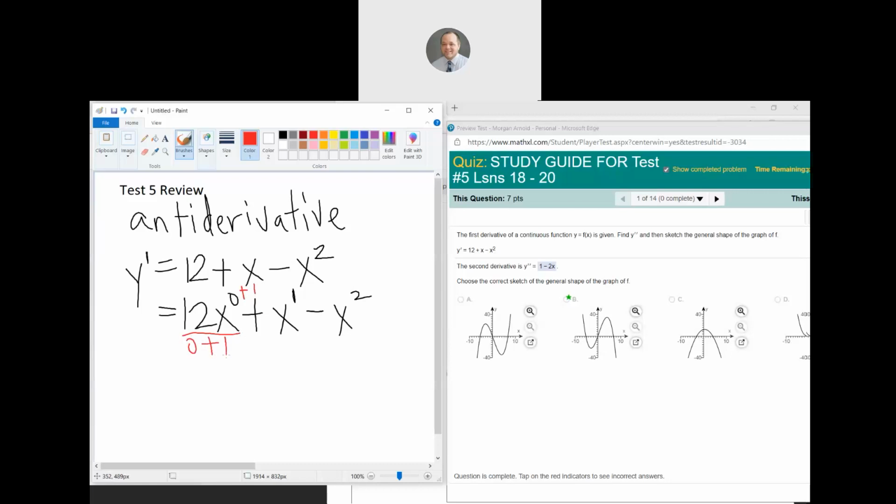The same thing with the second term, x to the first power. Again, to take the antiderivative, you add 1 to the original exponent. And instead of multiplying, you're dividing now by the new exponent. For the negative x squared, do the same thing. Add 1 to the original exponent, and divide your antiderivative by your new exponent.